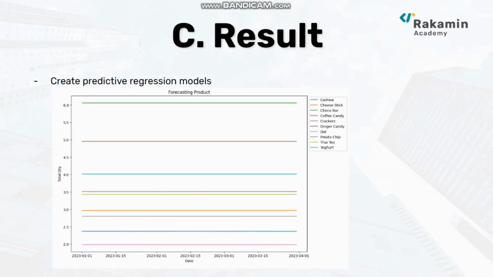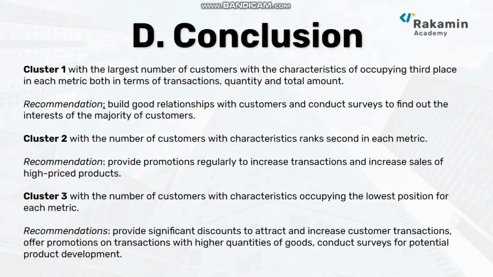And for each product, we can see that there is a variance in the sales. So we can conclude that cluster 1, with a large number of customers, has the characteristic of occupying third place in each metric, both in terms of transaction quantity and total amount. So the recommendation is to build a good relationship with customers and conduct surveys to find out the interests of the majority of customers. The second cluster, with customers having characteristics ranked second in each metric.